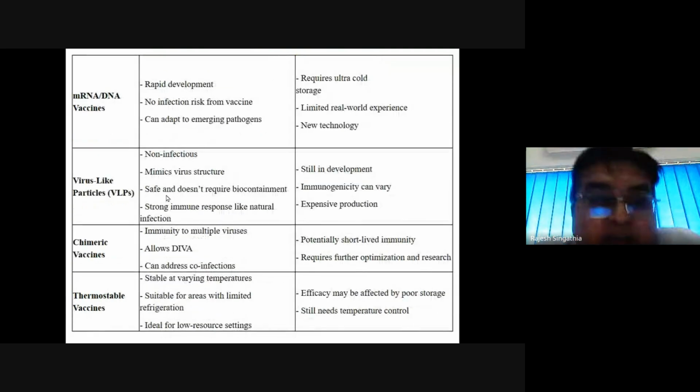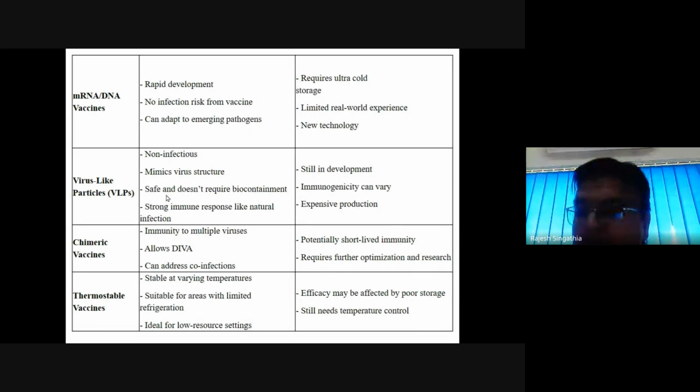Next vaccine is the mRNA and DNA vaccine. The advantages are rapid development, no infection risk from the vaccine, and they can adapt to emergent pathogens. But again, there is some problem. They require ultra cold storage. Next vaccine is the virus-like particle vaccine. It is non-infectious in nature. They mimic virus structure, are safe, and do not require biocontainment. A strong immune response is there because they mimic the natural infection. The problem is that this immunity can vary, and it is expensive in production.